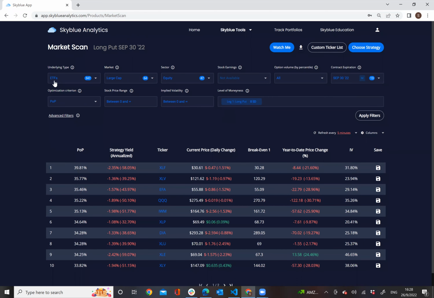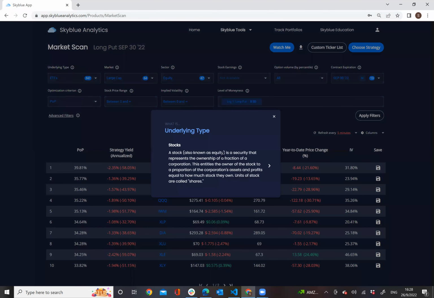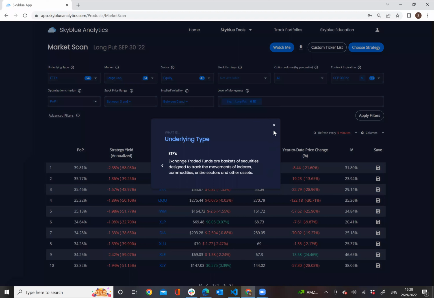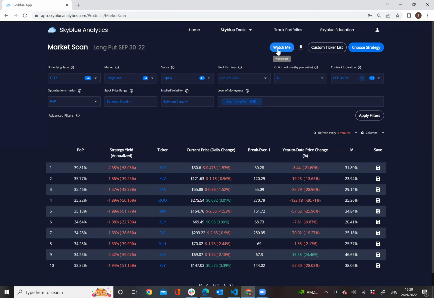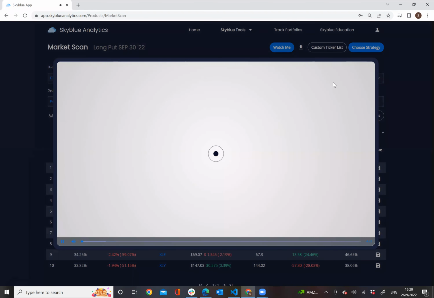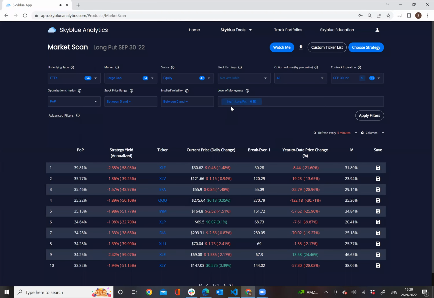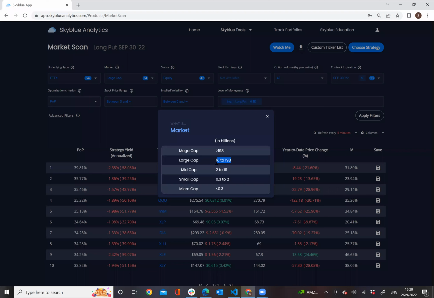First of all, we are looking at ETFs. This is the underlying type. Here, if you have the icon, it basically means that this is information for you to read of how we do things, what this means. You also have here a walkthrough area, which explains exactly how the market scan works. But besides that, we are going to pay a little more attention to the underlying type. What are we scanning? At this moment, we are looking at ETFs, large cap. Large cap, we can see here, are companies or ETFs, in this case, between 10 billion and 198 billion.